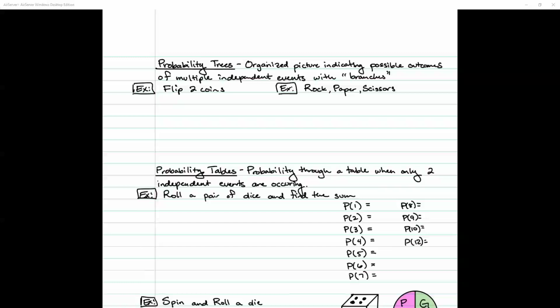Here, we're going to start setting up probability trees. Probability trees are organized pictures indicating the possible outcomes of multiple independent events with branches, okay? So for example, if you were to flip two coins, what are some of the options that could happen? Now you're going to get students that say, well, there's two different things that can happen: they can either match or they might not match. Other students will say, no, there's three things that can happen: you can get tails and tails, or one of each, or heads and heads. Actually, both of those are technically not correct. So what we're going to do is set up probability trees, so that you can picture what's going on.